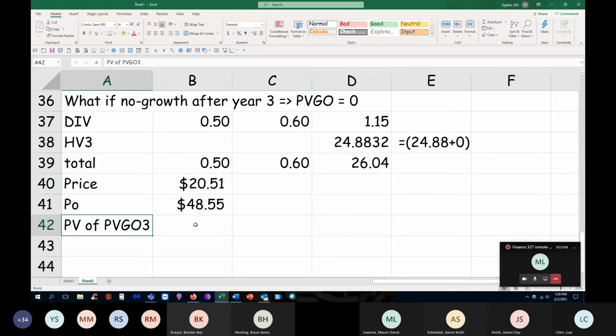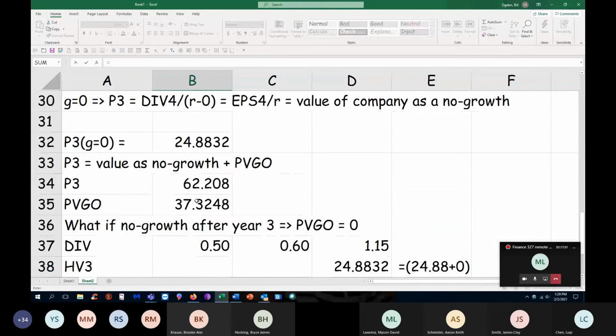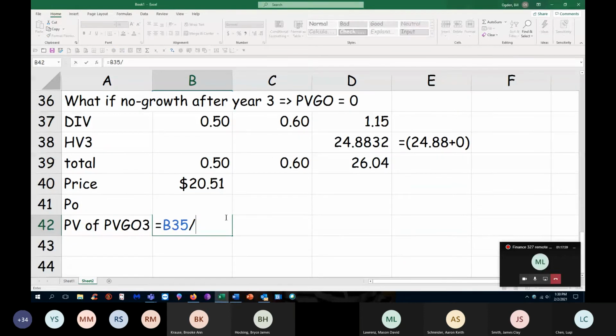Because it's now 0. Okay, so if I said equals, and again, we want to be accurate here, so I know it's this number right up here, 37.32, and I'm going to divide that by, and let's just do a simple discounting. So 1.1, and we will raise that to the third power. Okay, 1.1 to the third power. And that says our stock should be worth 28.04 less than it was initially.